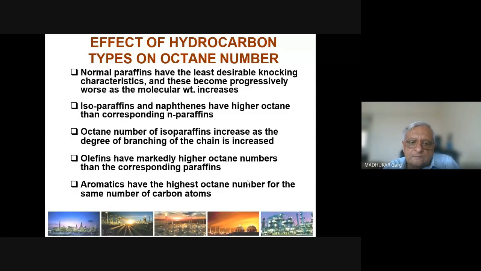Olefins do have a very high octane number, but native petroleum, the way it is dug out from the ground, doesn't have any olefins. The reason why it has no olefins is that olefins are very reactive molecules, and they will react and get saturated to paraffin, or they will cyclize to make naphthenes, etc.